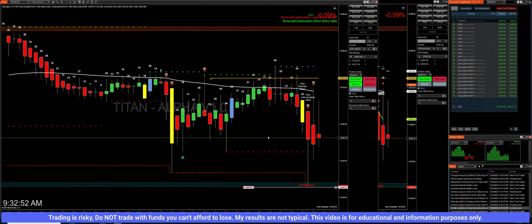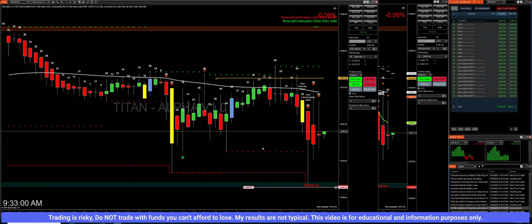I'll give you some more time to take a look at it. See if we get this S3. Again, some more volume short on this bar. But again, the bars aren't that big. 53 ticks that bar was. This was 78 ticks.